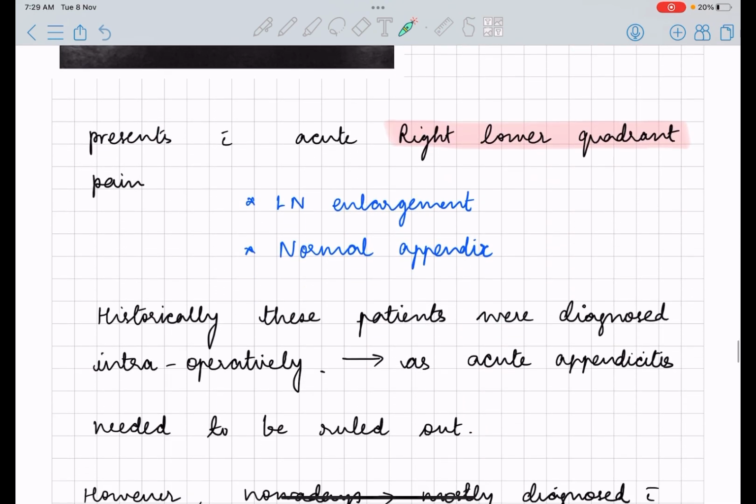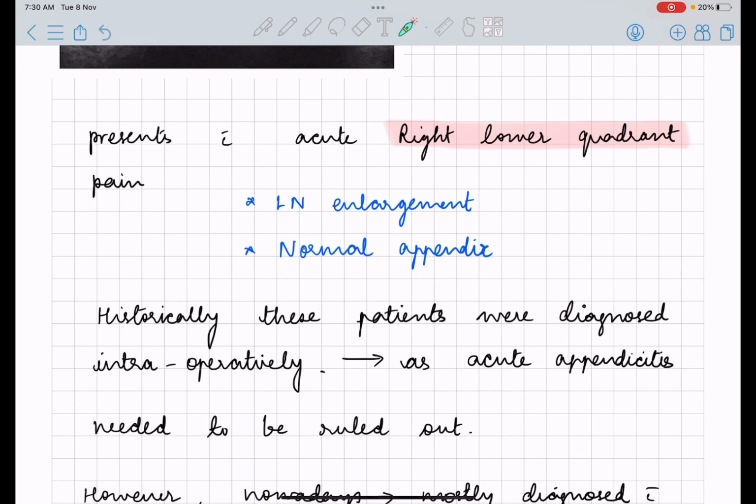So basically, the patient presents with acute right lower quadrant pain. The problem is that with right lower quadrant pain, this condition can be confused with acute appendicitis. But in this particular case, the appendix is normal and the lymph nodes are enlarged. Alright, so that is acute mesenteric lymphadenitis. We have a normal appendix, but the lymph nodes are enlarged and inflamed.